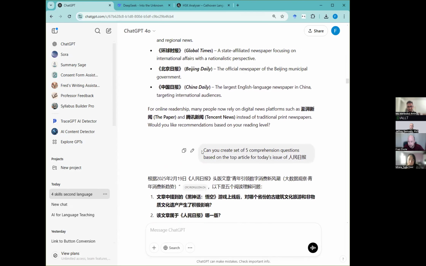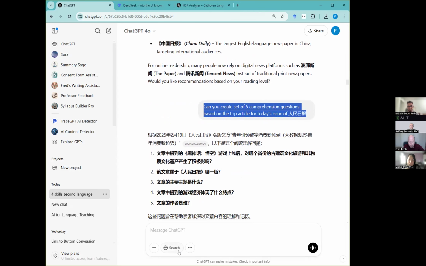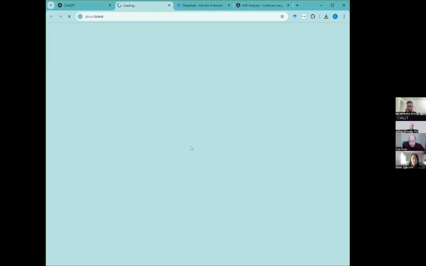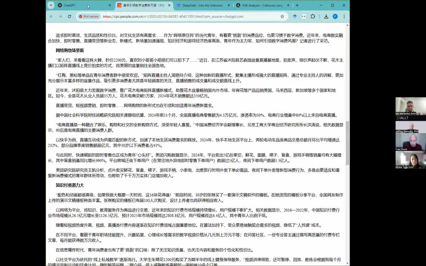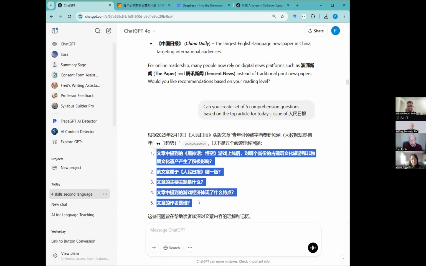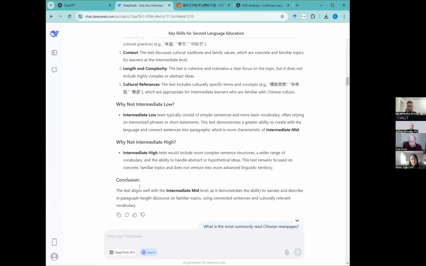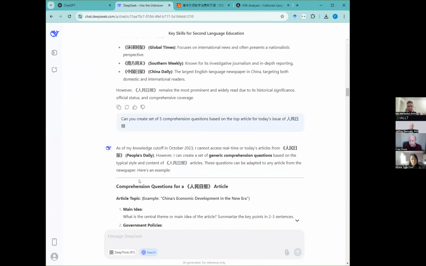And then I asked it if it could find 5 comprehension questions for that. Now, the one thing I should note, if you see at the bottom here, I do have a search web function on my GPT, which allowed it to actually go straight to a Chinese news article. And it did successfully identify this news article for me and create 5 comprehension questions. DeepSeek, originally when I asked DeepSeek for that, it told me that it could not create it because it didn't have access to real time. But I remembered I had to click on the search button.